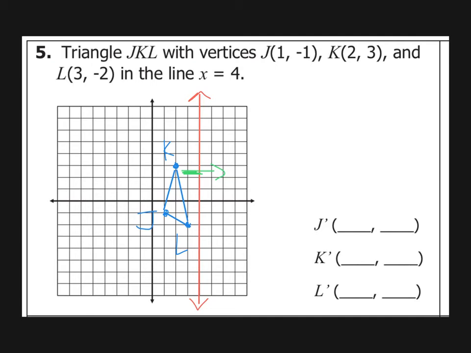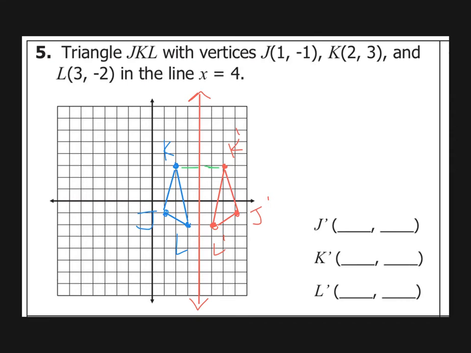Counting boxes is the best way to go. And by counting boxes, what I mean is K is 2 boxes away from the red line, so K prime is going to land 2 boxes away over there. See if you can mimic that for all 3 points.